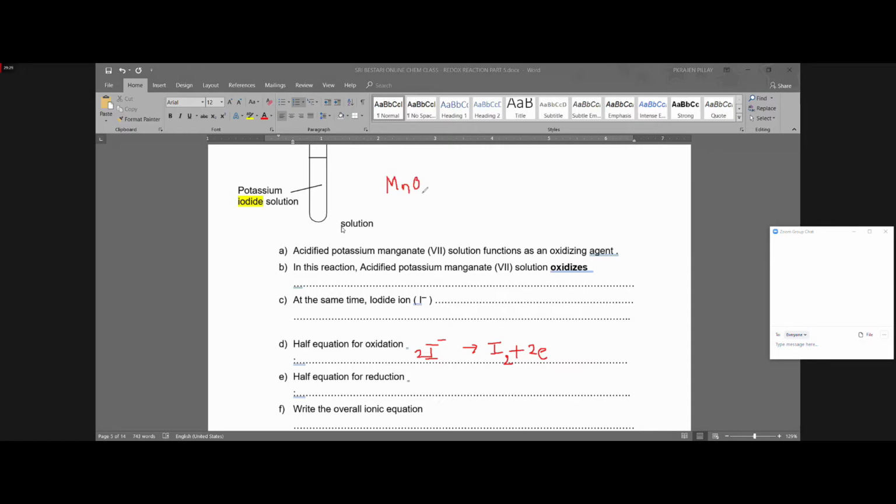MnO4 minus. Listen carefully, because they'll ask you to write this in an exam. Plus, you see the word acidified. Acidified means it contains hydrogen ions, so it is H plus. Leave some space here. I told you it becomes purple to colorless, so it becomes Mn2 plus. This is purple, this is colorless.